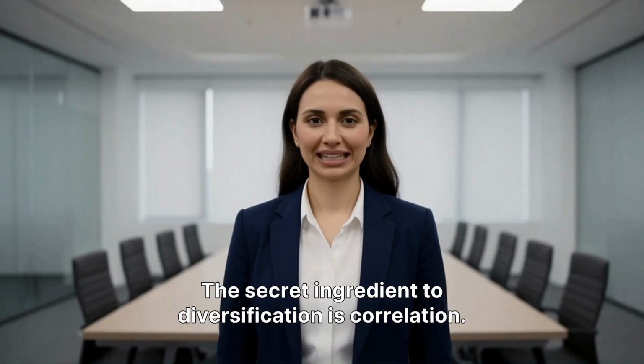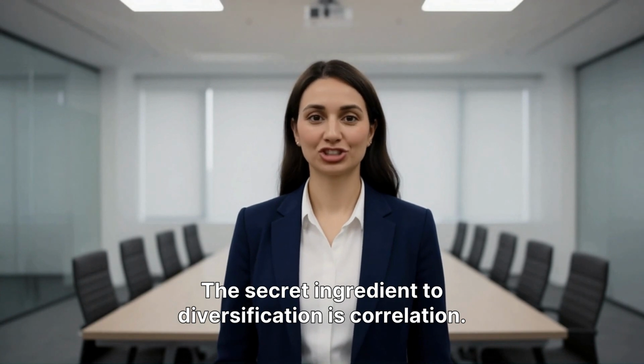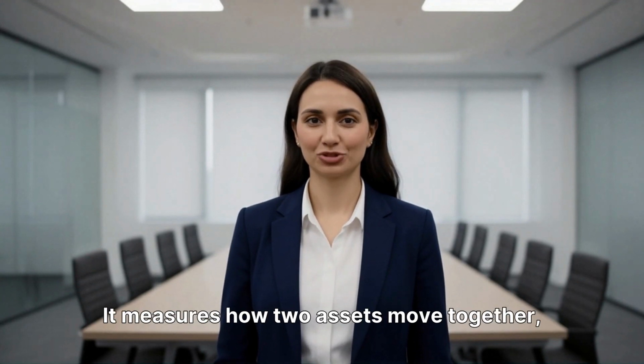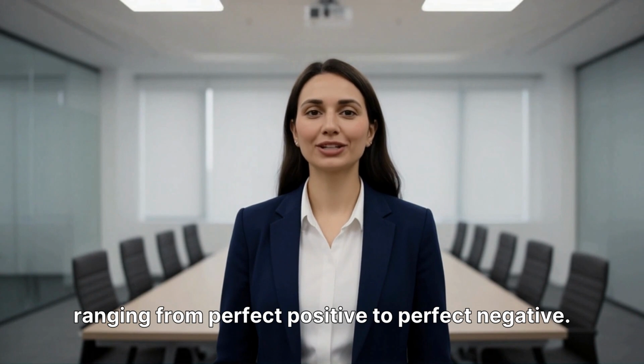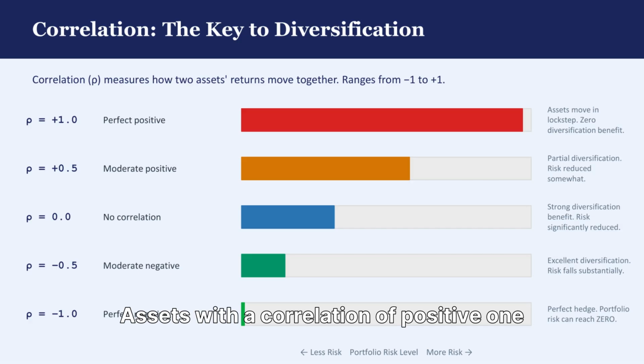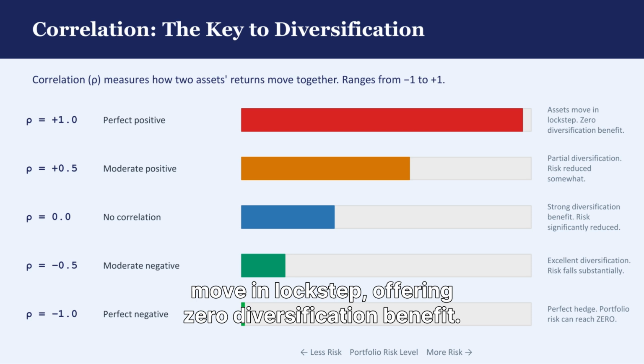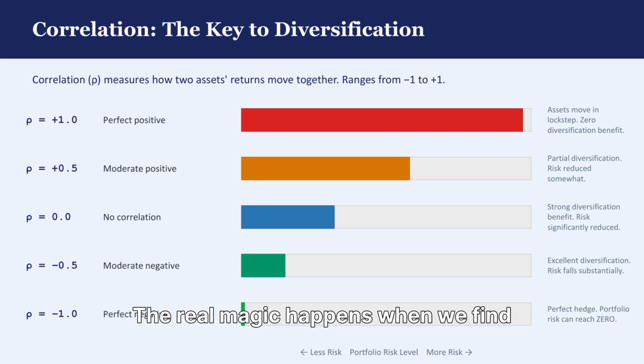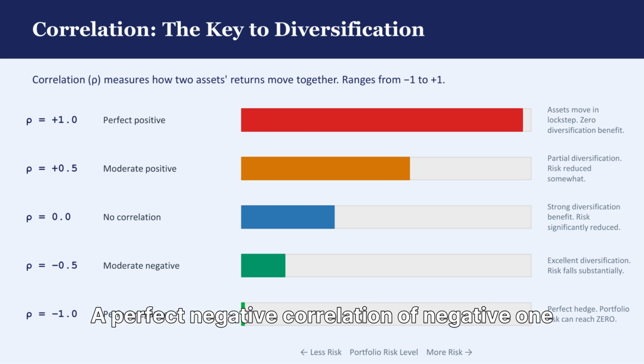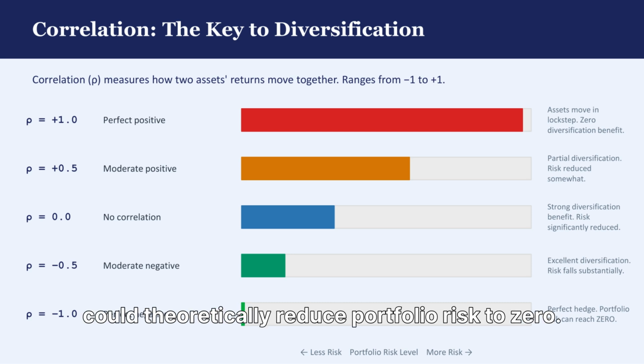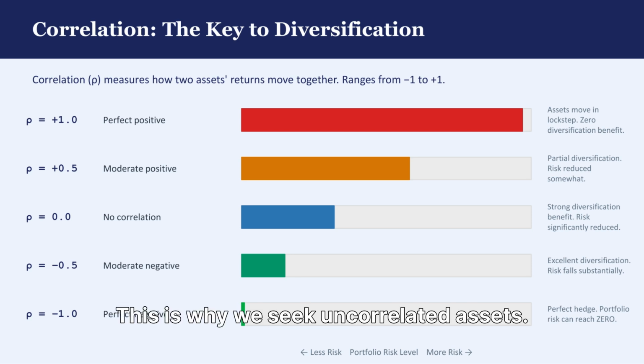The secret ingredient to diversification is correlation. It measures how two assets move together, ranging from perfect positive to perfect negative. Assets with a correlation of +1 move in lockstep, offering zero diversification benefit. The real magic happens when we find assets with 0 or negative correlation. A perfect negative correlation of -1 could theoretically reduce portfolio risk to 0. This is why we seek uncorrelated assets.